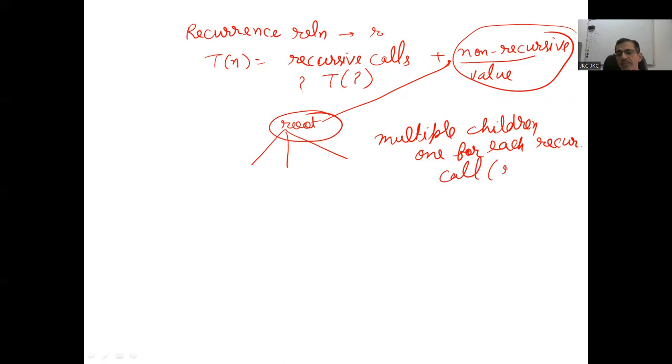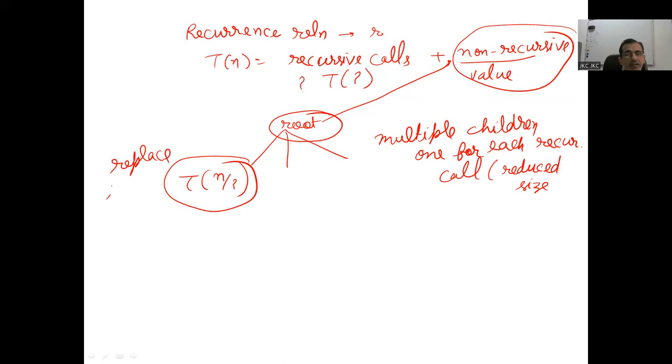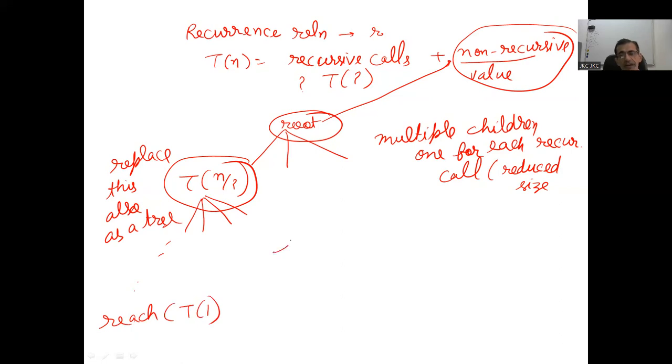So initially it is T of n by reduced size. Then replace this also as a tree. Keep on replacing until you reach T1. Find the total number of levels needed to reach T1.